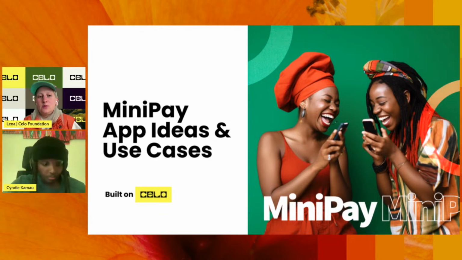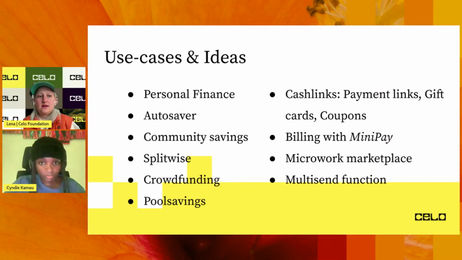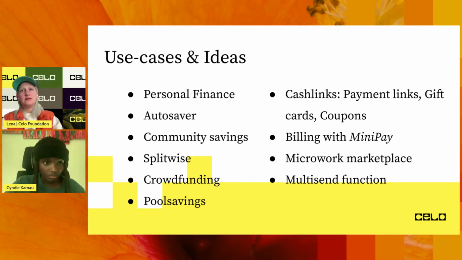So what can you build? We have a team building workshop and an ideation workshop, so I will just very quickly walk through that. This hackathon is about personal finance. So we look for ideas like autosaver, community savings, crowdfunding, apps like Splitwise, but also cash links like payment links, gift cards, coupons, and billing with MiniPay, utility bills, micro work marketplaces, and multi-send functions.